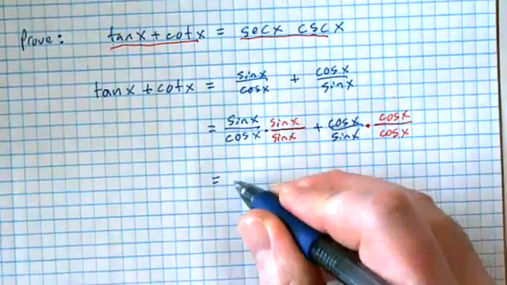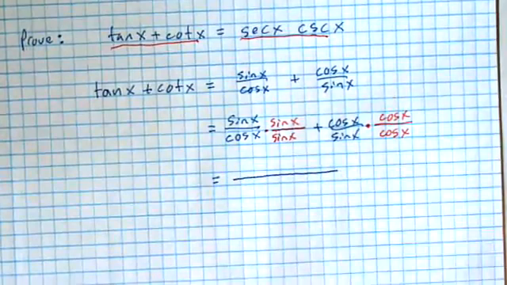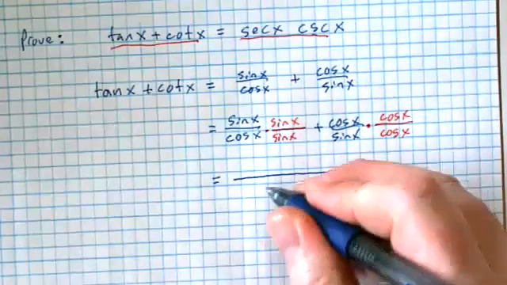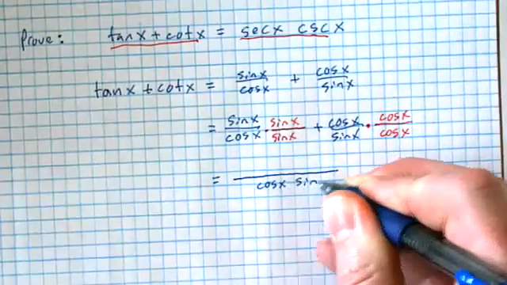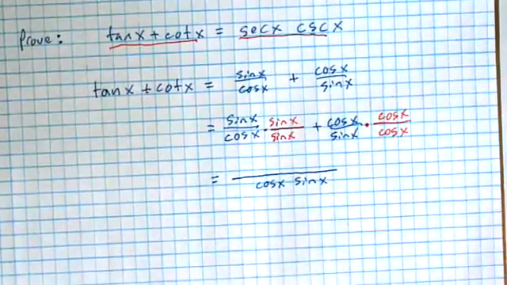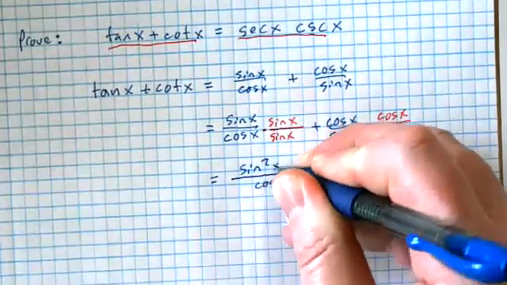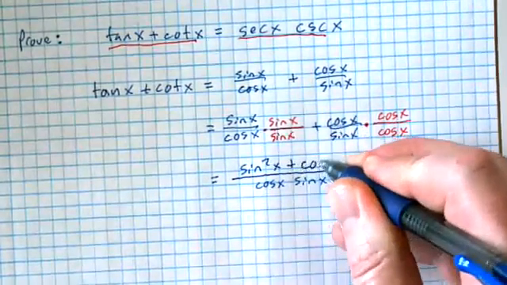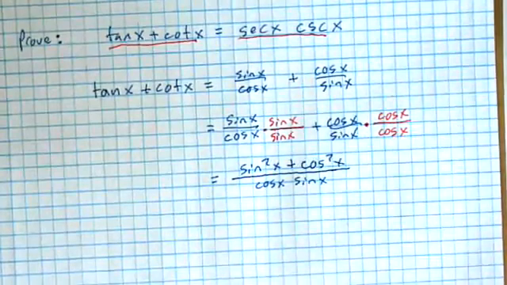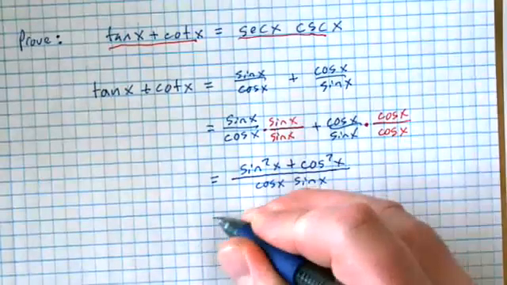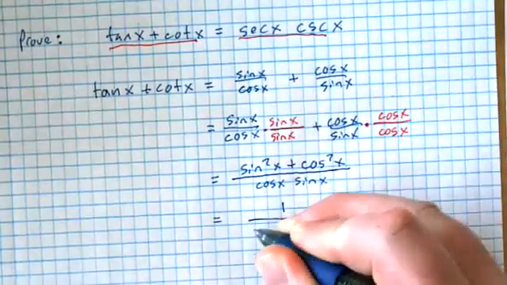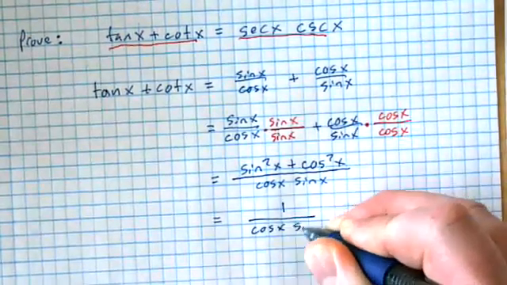So we should be able to put those together into one big fraction with cosine x and sine x in the bottom. And what are we going to have in the numerator? Sine x times sine x, that's sine squared x plus cosine squared. Ooh. Sine squared plus cosine squared, guys. That's exciting. That's 1, isn't it? All right. 1 over cosine x sine x.